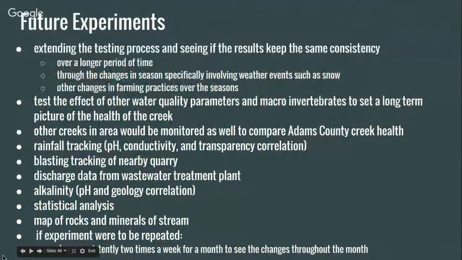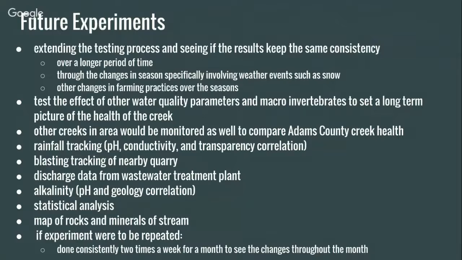Future experiments for me are to extend the testing period and process and see if the results kept the same consistency over a longer period of time or throughout the changes in seasons, specifically involving weather events such as snow. Other changes in farming practices over the seasons. Testing the effect of other water quality parameters and macroinvertebrates to set a long-term picture of health of the creek.